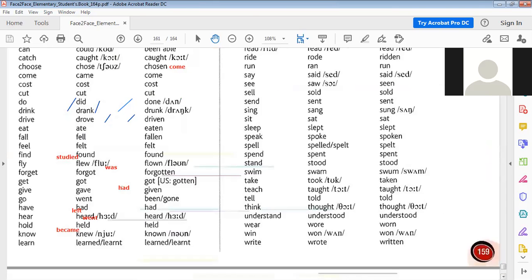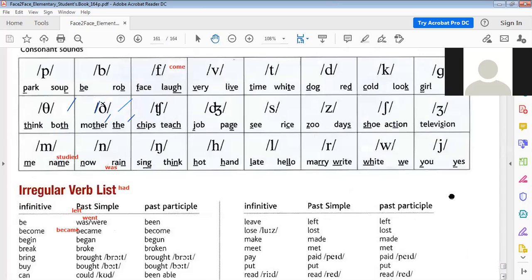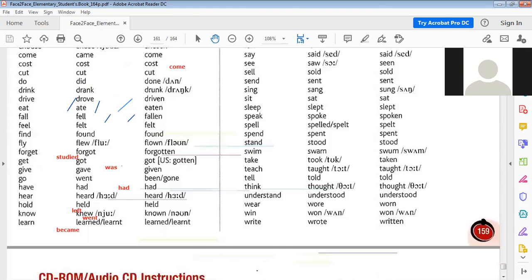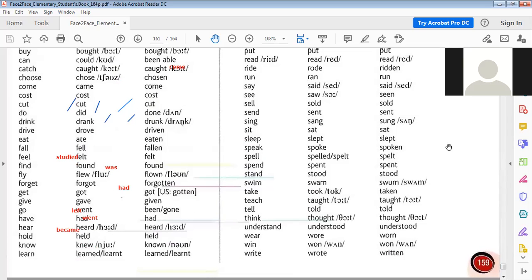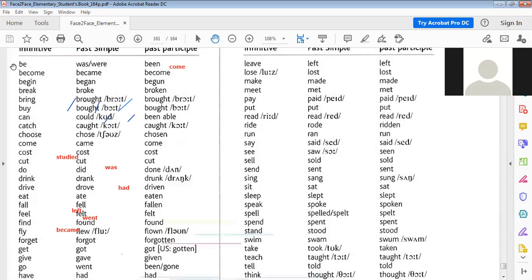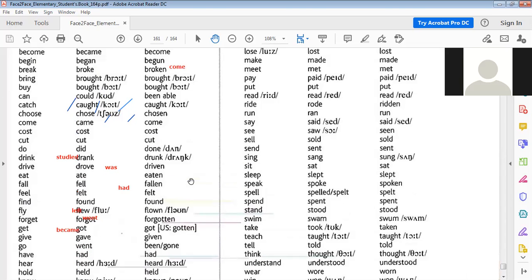Can you see this? Yes. This is page 100. You can check this list. You have a long list. All of these are irregular verbs. Be, was, were, become, became, begin, began, can, could, buy, bought, bring, brought, break, broke. Just like a revision to help you remember them.